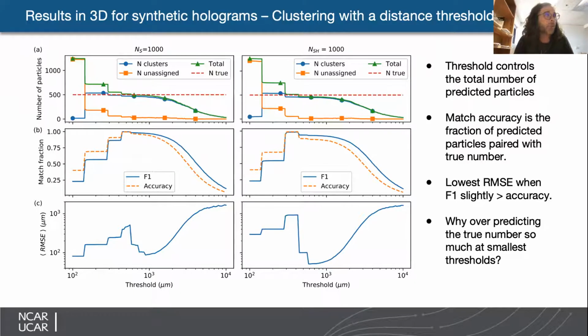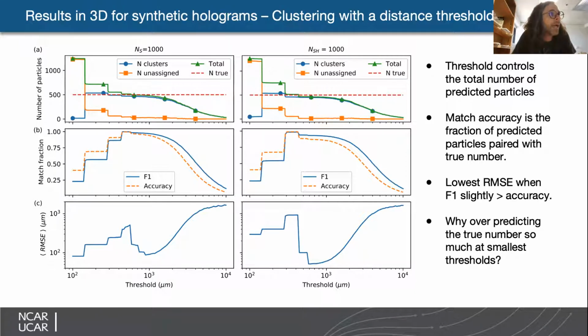That was just the training results, and now I want to show you the real results in 3 dimensions. So this is the operational pipeline where we search the whole hologram, and then we perform our 2-step clustering. Okay, so first, just focus on the top row here. What this is showing you on the y-axis is the number of particles, and the threshold that I used in the distance-based clustering is on the x-axis.